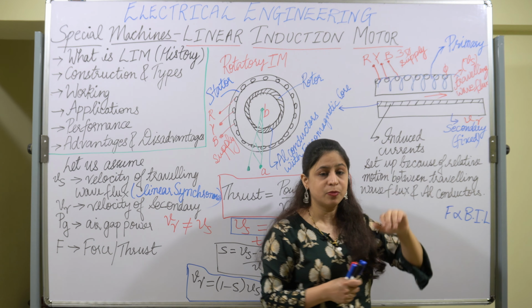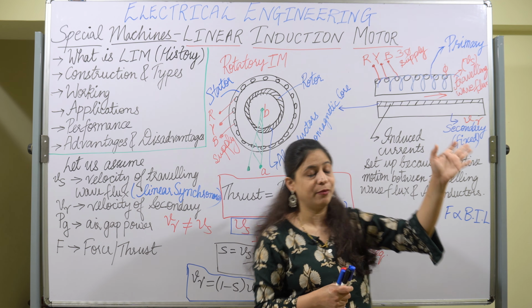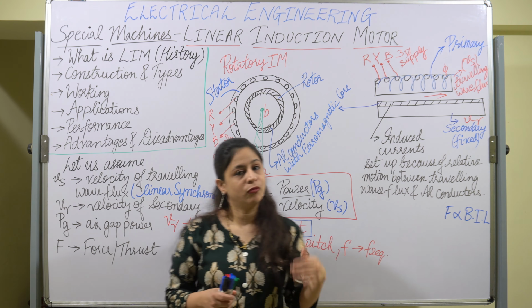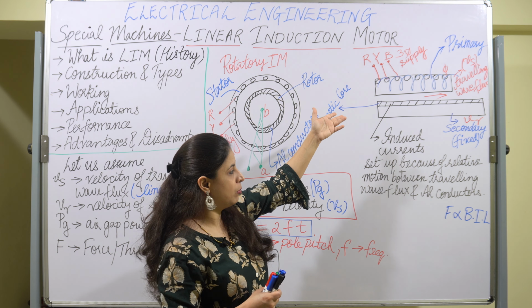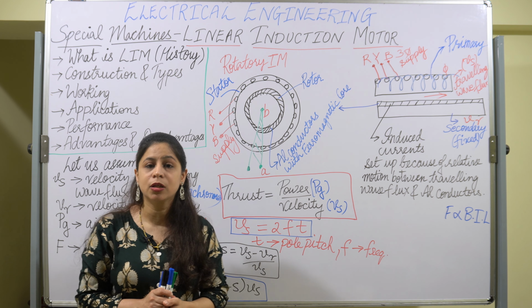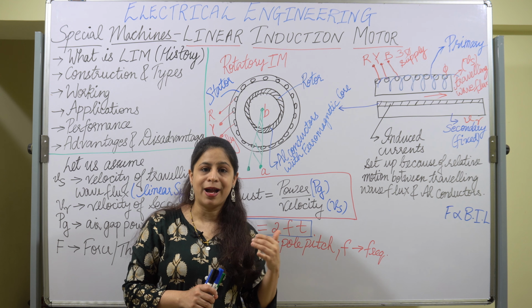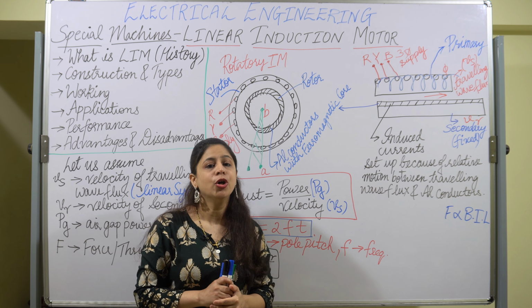Now here the secondary is fixed, so with that force the primary tends to move ahead. It can be done otherwise also: the primary can be made fixed and the secondary can be moved. The same concept is used in trains, in magnetic levitation. Those are all applications of the linear induction motor.